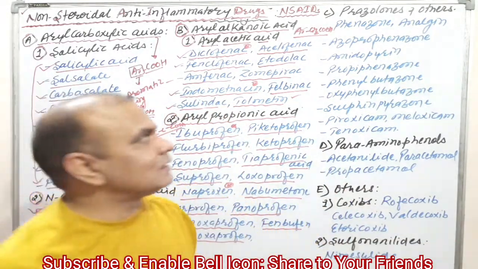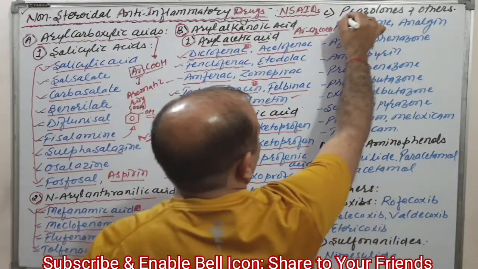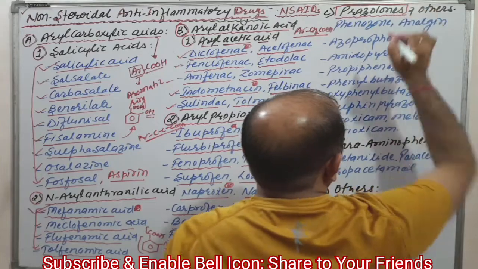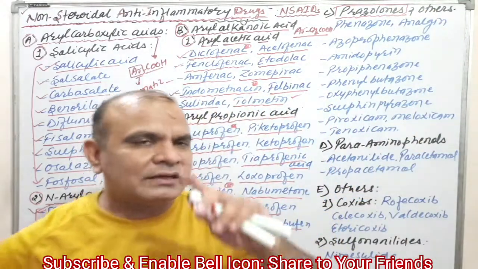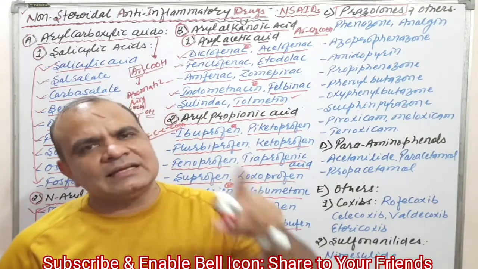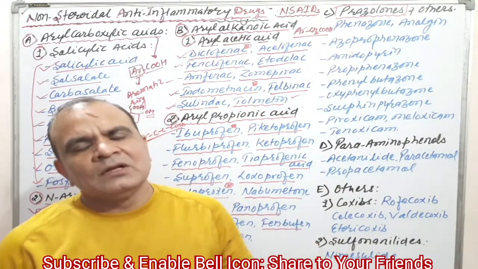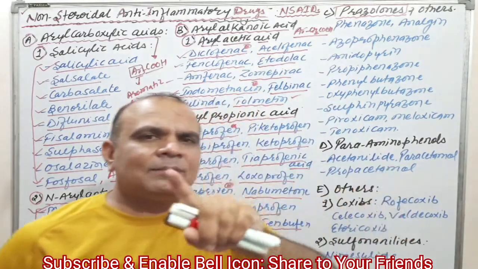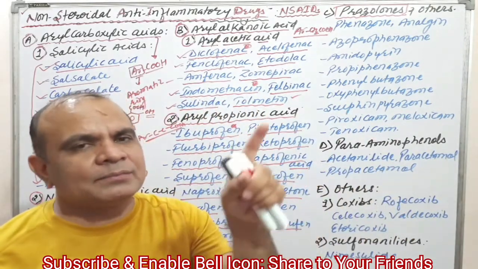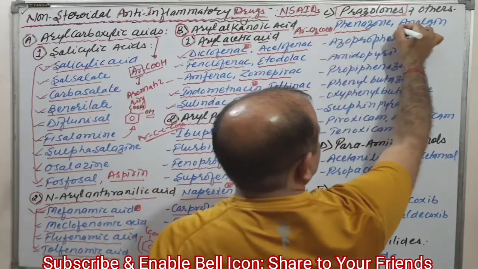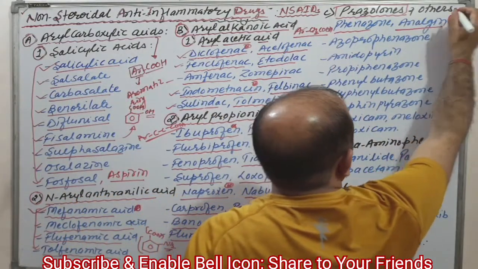Come to the next category, that is pyrazolones. What is pyrazolone? That is the pyrazole. Pyrazole is a heterocyclic ring. One means there is a ketone functional group. Ketone functional group is present in a pyrazole ring system. In that is the pyrazolones, and that is phenazone. Analgin is one of the best drugs.